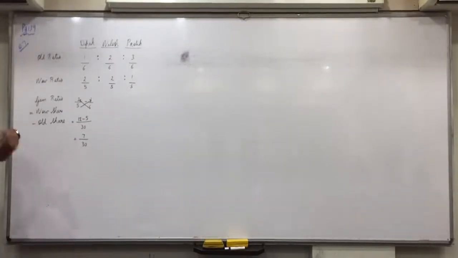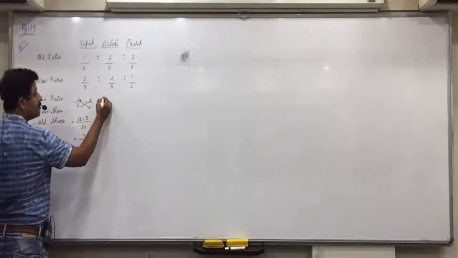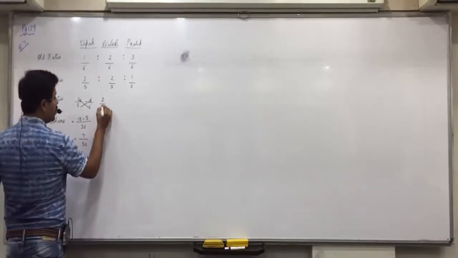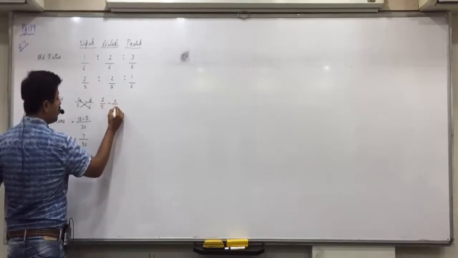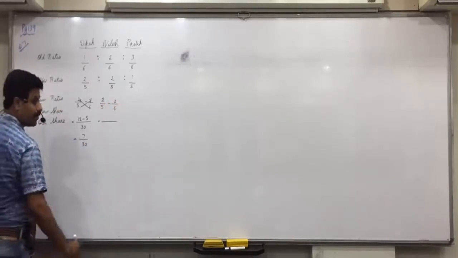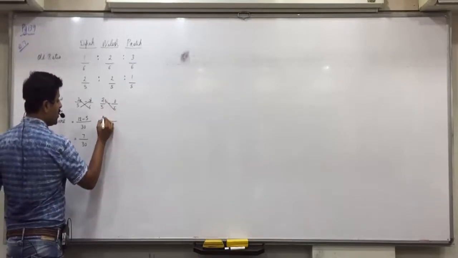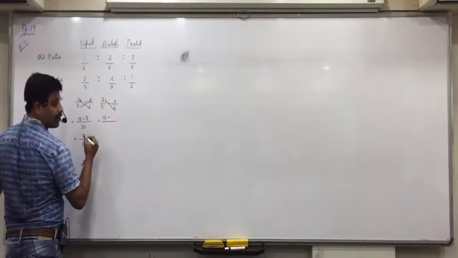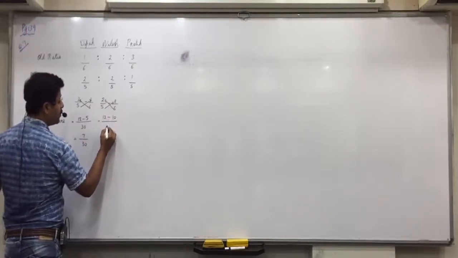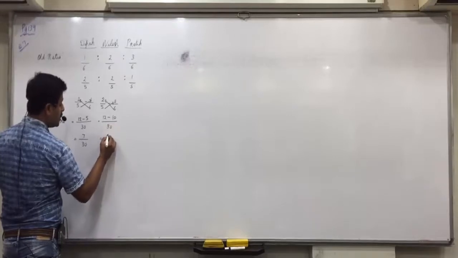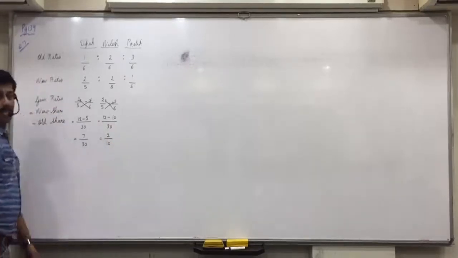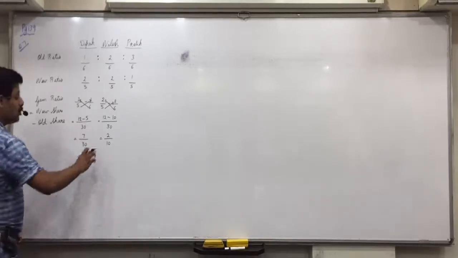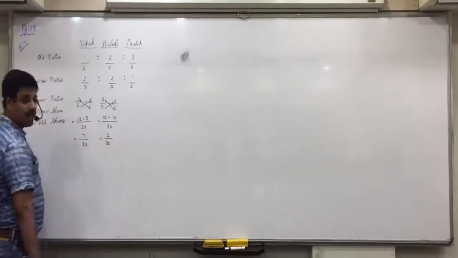Any doubt in this? Share, Nilesh? New share 2/5 minus old share 2/6. Next. 12 minus 6 into 2, 12. Minus 3, 5, 10, 5 into 2, 10 upon 30. 5 into 6, 30. So now 2/30. This is also positive, means it is a gain. 2/30. Are you all clear with this?